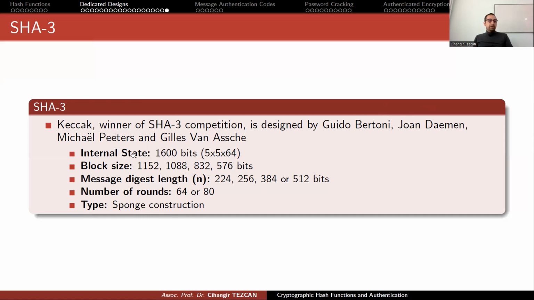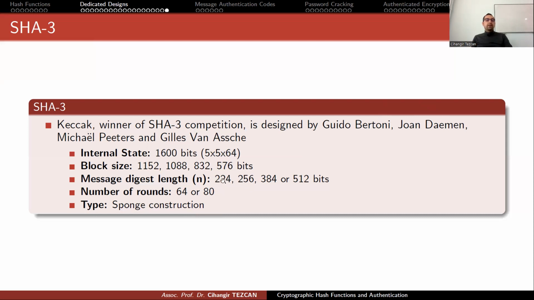Since it is a sponge construction, it has a large internal state, which is this time 1600 bits. So it is represented as three-dimensional. Think about AES, we represented it as a 4x4 matrix, right? Here we represent it in 3 dimensions, 5 times 5 times 64 bits. So this is how you represent and perform operations on them. Block size depends on the message digest length. Number of runs also depends on it.